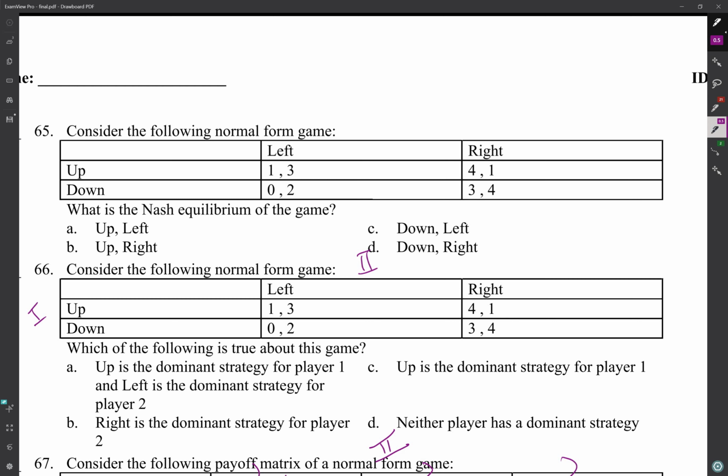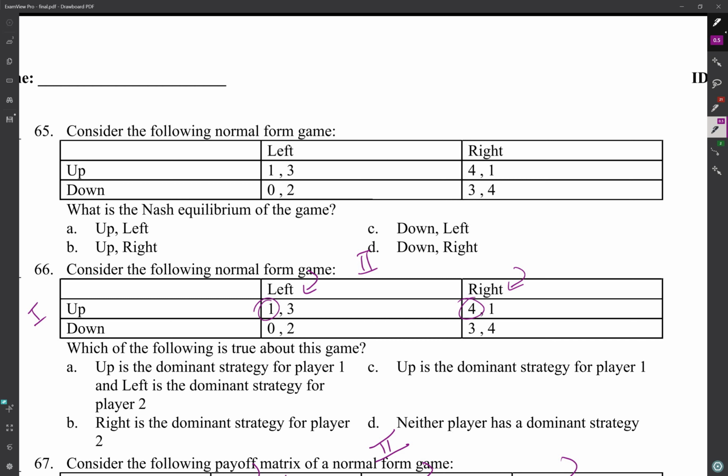So let's say we're player 1, we could choose up or down, and let's say player 2 chooses left. Well, if player 2 chooses left, if I choose up, I get a payoff of 1. If I choose down, I get a payoff of 0. 1's better. If player 2 chooses right, then I could get 4 if I chose up, and 3 if I chose down. So I'm going to play up. And notice that I'm going to play up no matter what. Okay, so up is going to be a dominant strategy.